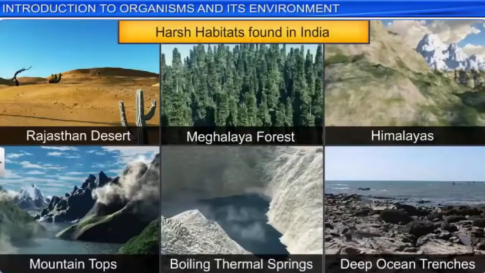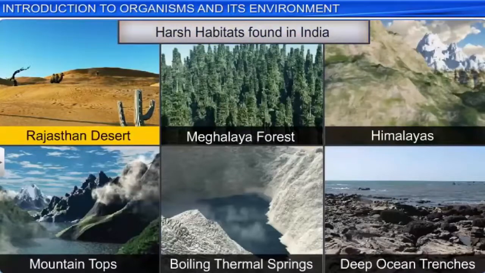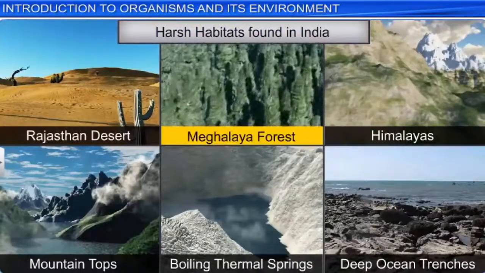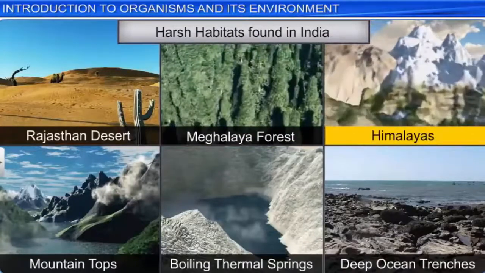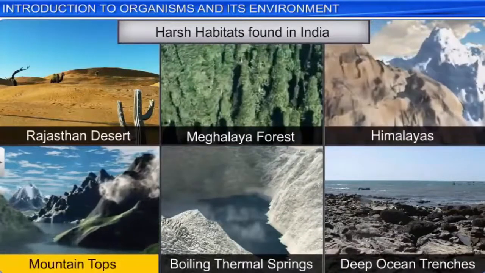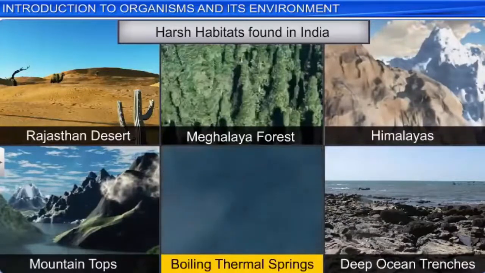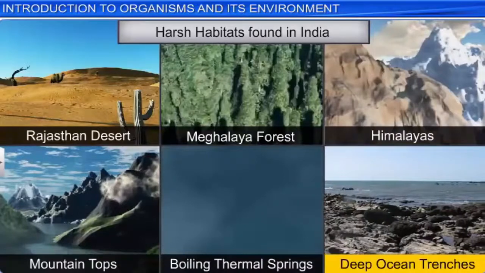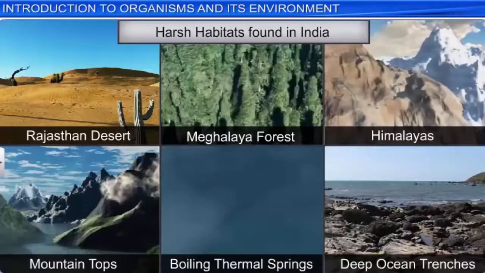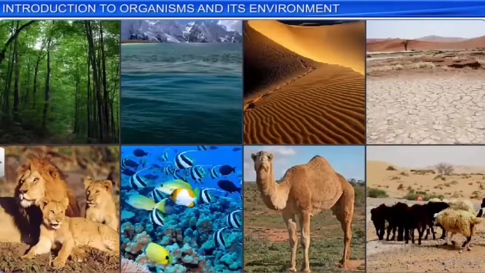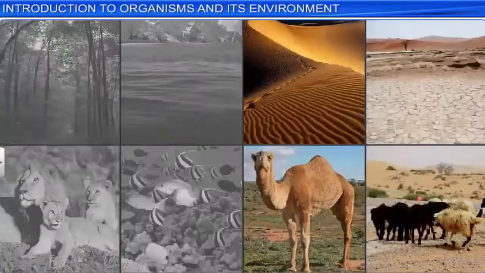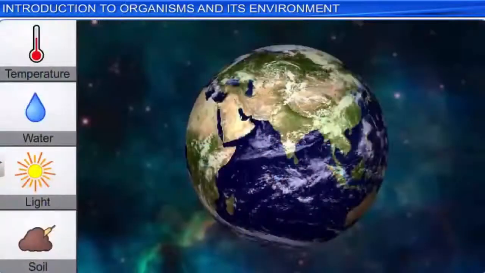while some harsh habitats include the scorching Rajasthan desert, perpetually rain-soaked Meghalayan forests, permafrost regions in the Himalayas, mountain tops, boiling thermal springs in Uttaranchal and Sikkim, and deep ocean trenches in the Indian Ocean. Life exists in all these habitats, regardless of whether they are favorable or harsh. The difference in chemical and physical conditions of these habitats is due to the variation in abiotic factors such as temperature, water, light, and soil.